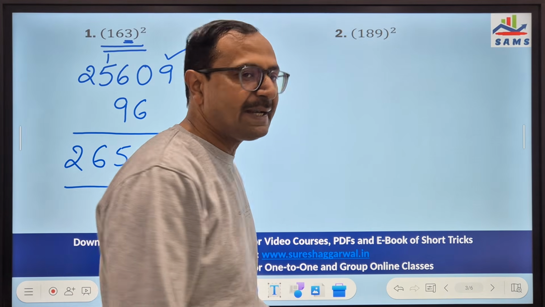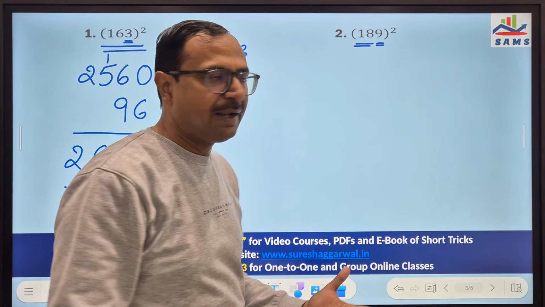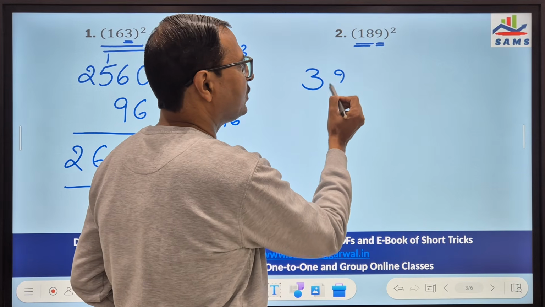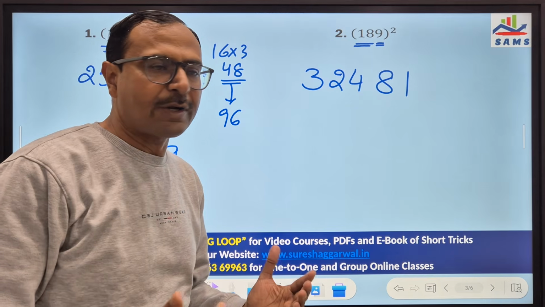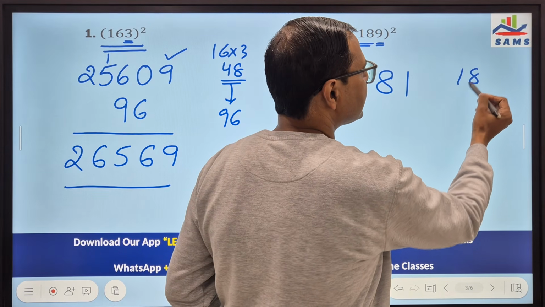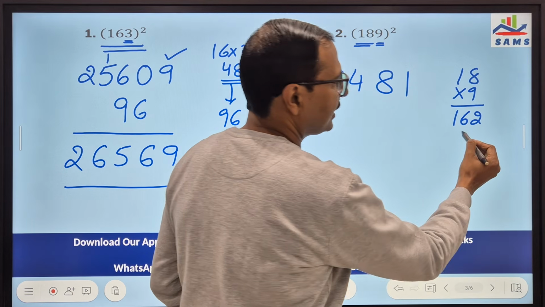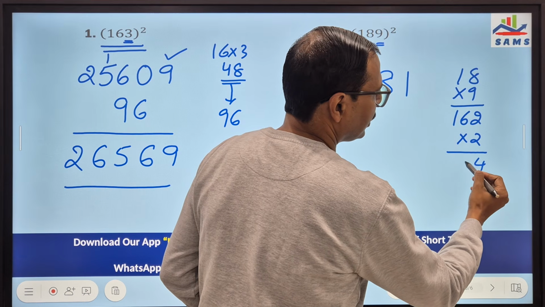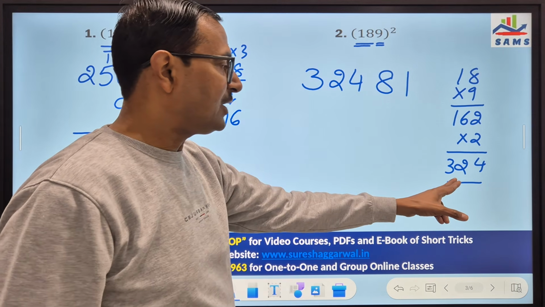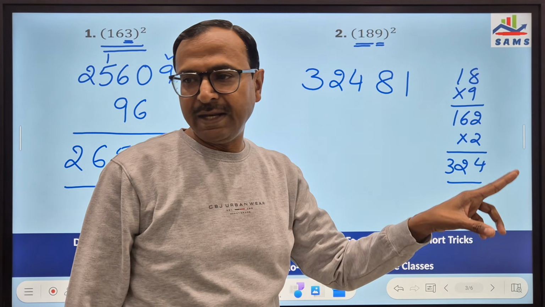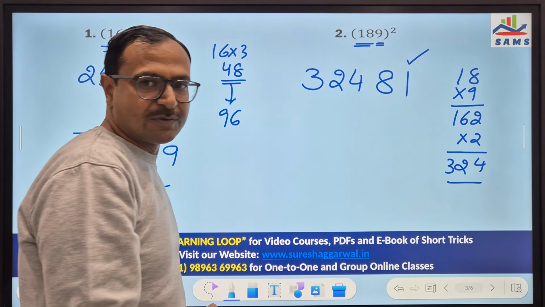Likewise 189 square. All you need to do is to know the square of 18 and the square of 9. 18 square is 324. 9 square is 81. And now comes the important step. You have to do 18 times 9. We all know 18 times 9 is 162, and double of 162 is 324. So we get 324 when I doubled 18 times 9, and this 324 is to be written after leaving one digit from the right hand side.